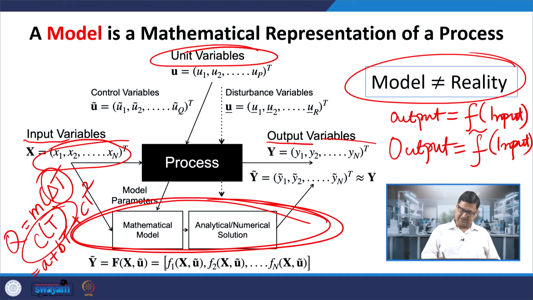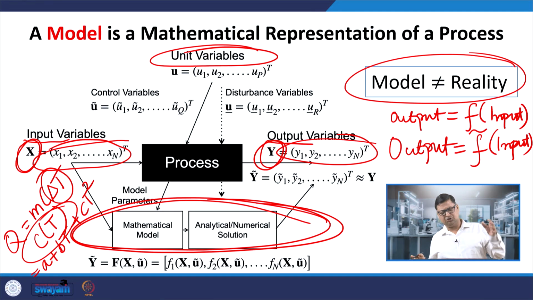And there can be a series of output variables. This X, now a vector of variables, becomes the input because I am talking about multiple variables. This Y is now a vector of variables, which is the output, and there is a Y tilde, the Y which I estimate from the model which I have built, which is again a vector of variables. Again, this T is transpose in all these cases.